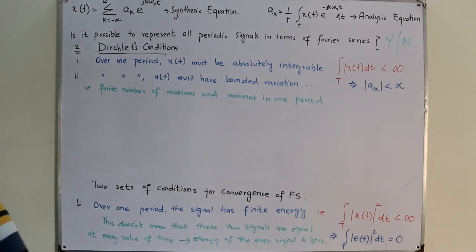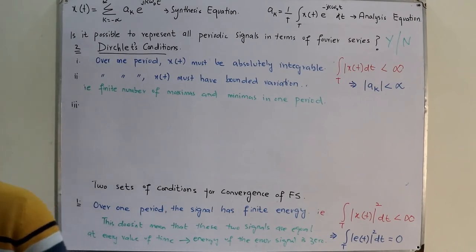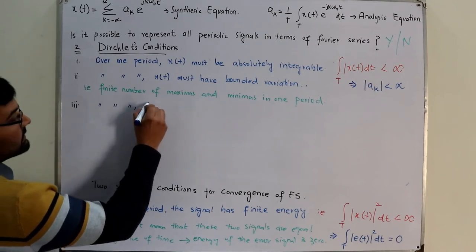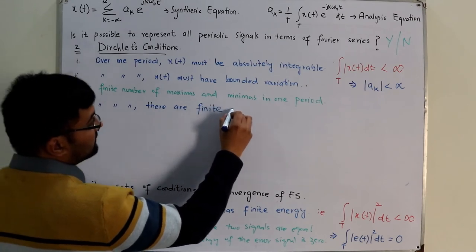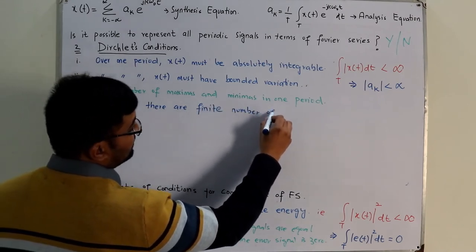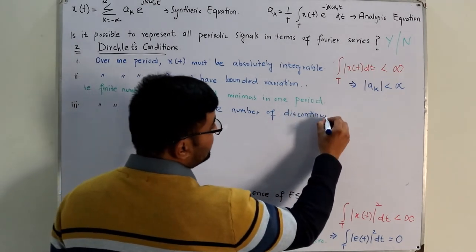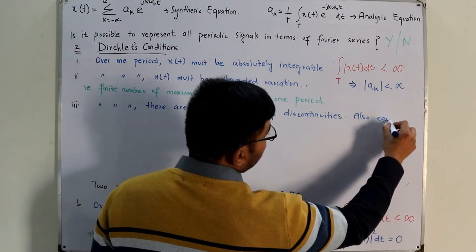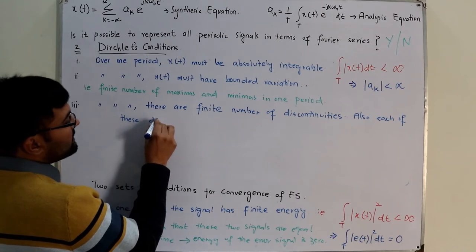Fine. The third condition. The third condition states that there are a finite number of discontinuities. So again, over one period, there are a finite number of discontinuities. And also, each of these discontinuities is finite.